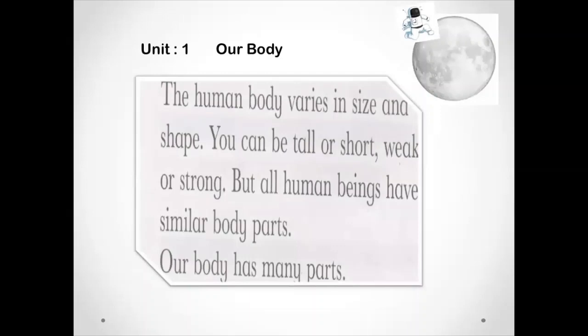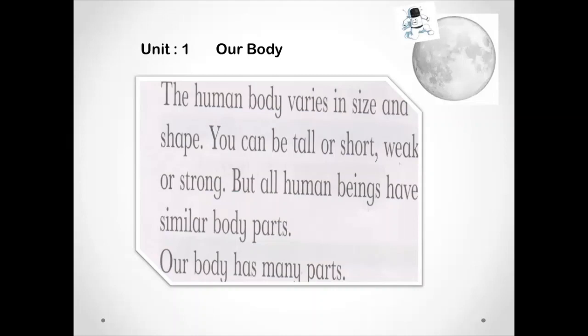Today, our topic is our body, unit number 1, textbook page number 2. We will learn in this chapter about bones, skeleton, muscles, and joints. So let's start. The human body varies in size and shape. You may be tall or short, weak or strong, but all human beings have similar body parts.